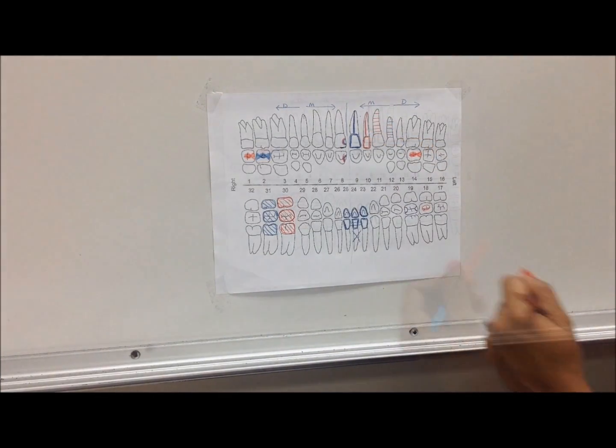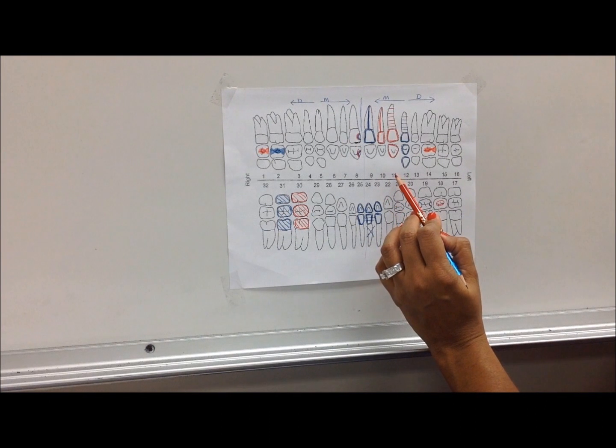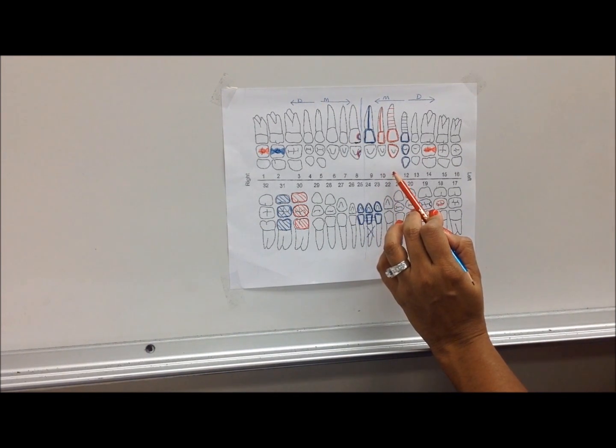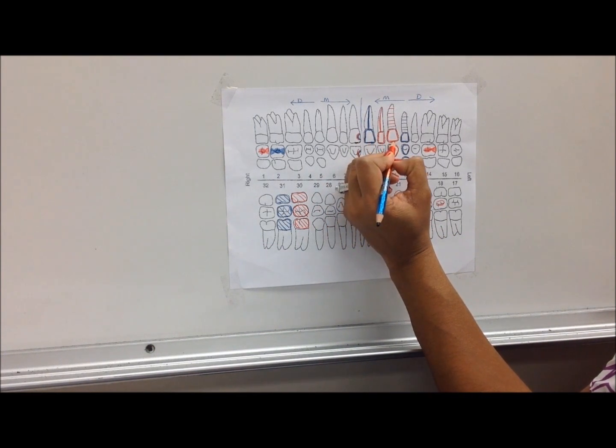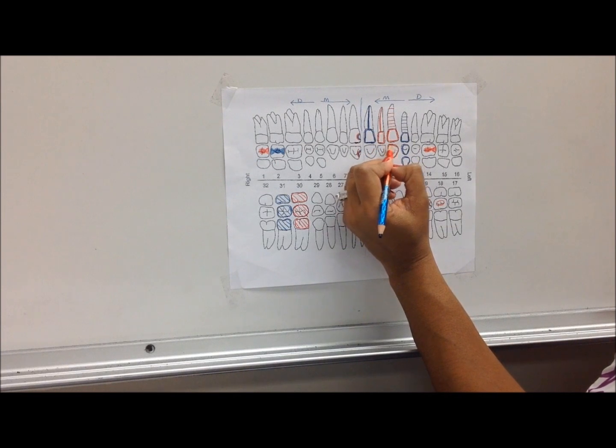Okay, on tooth number 11, we're going to show you how to chart a porcelain crown that needs to be done. So all you're going to do is just outline your tooth in red, the way we've done it here. Real simple and easy.